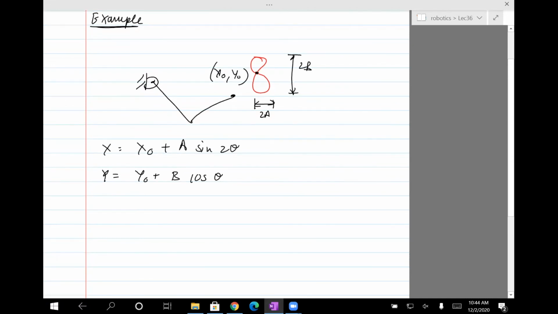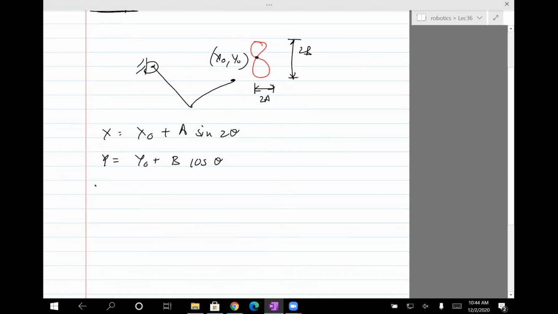Now, as I said, you need to define a reference motion. So what you can see is that if you differentiate x and y twice to get x dot, y dot, x double dot and y double dot, you will see that when theta dot goes to 0, x dot and y dot equal 0. And same for the second derivative.